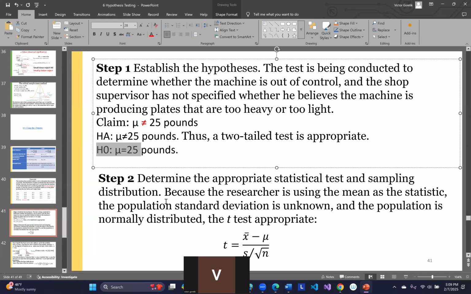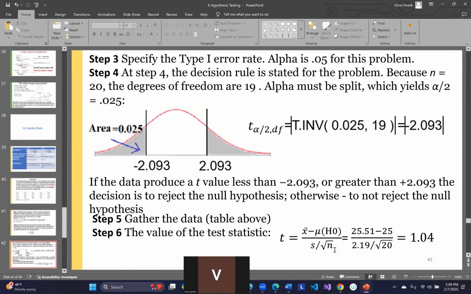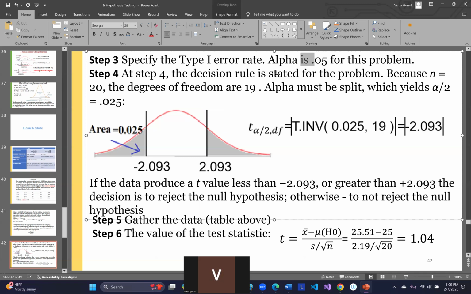Step 2. Determine the appropriate statistical test and sampling distribution. Because the researcher uses the mean as the statistic, the population standard deviation is unknown, and the population is normally distributed, the t-test is appropriate. Step 3. Specify the type 1 error rate. Alpha is 0.05 for this problem.